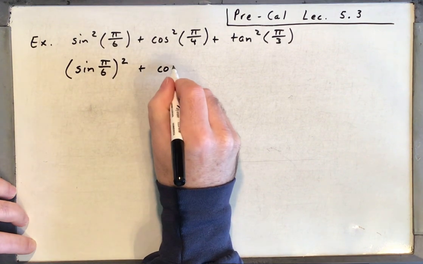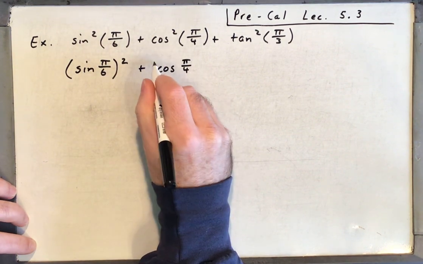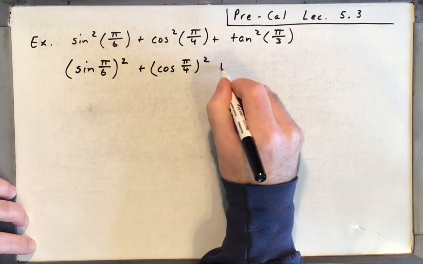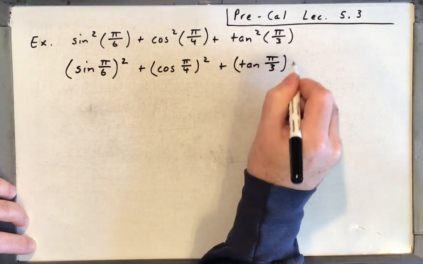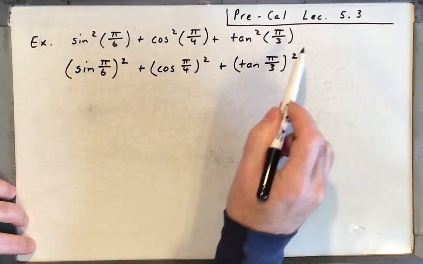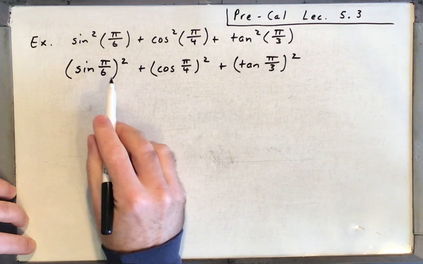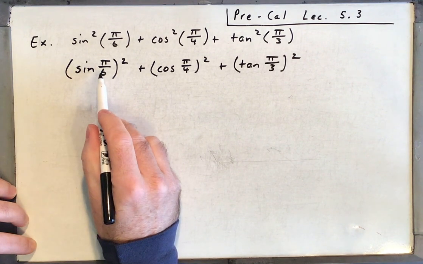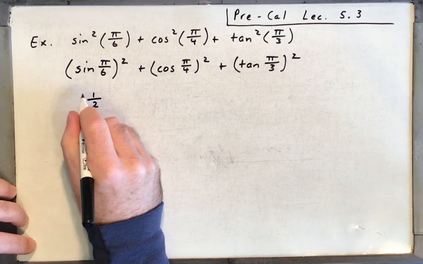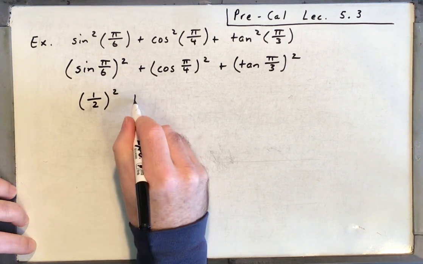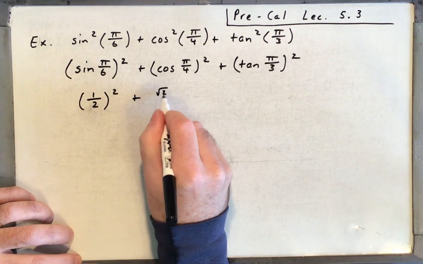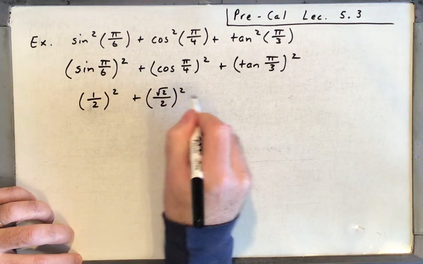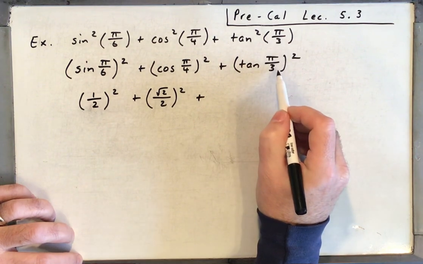So plus cosine pi over 4. You take that number and square it. So plus tangent pi over 3. Take that number and square it. This is another way to say that. Okay, sine of pi over 6, we just looked that up on the unit circle on the last one. It's 1/2. And we have to square that. Cosine of pi over 4, find pi over 4 on the unit circle. Cosine is square root 2 over 2. Square it.